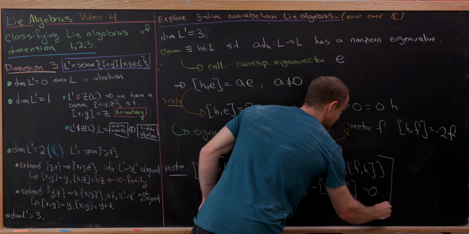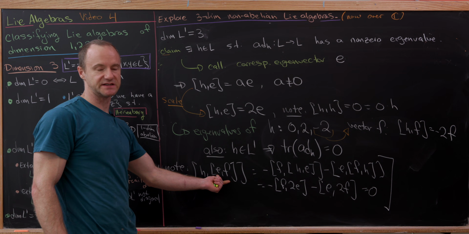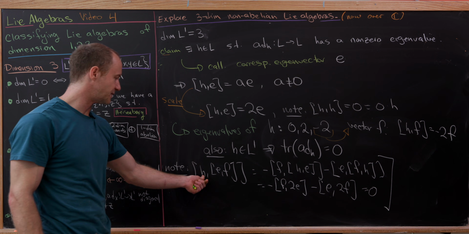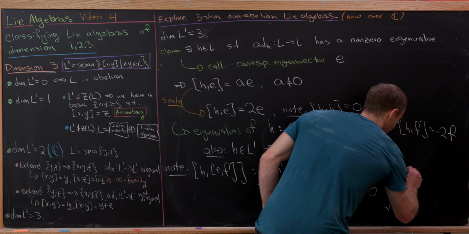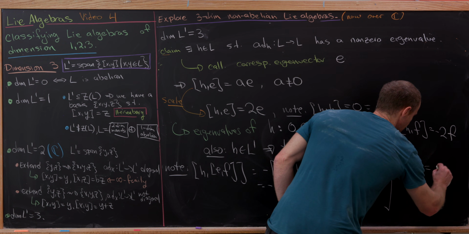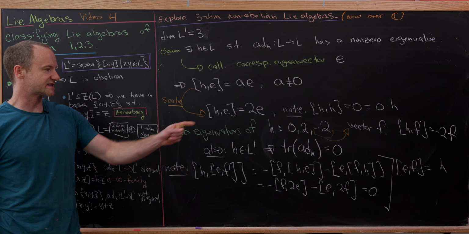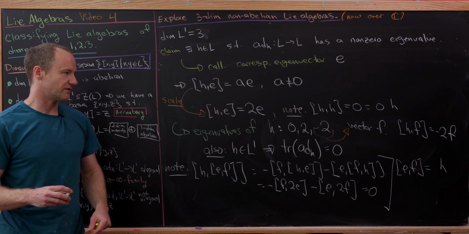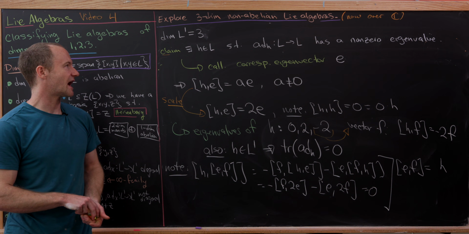So what does that tell us? Well, we've got the bracket of h with [e,f] is equal to 0, but that means that the bracket [e,f] must be a multiple of h. So that means we have [e,f] is equal to some multiple of h. But we might as well scale it so that it's just the multiple of h given by 1 times h, in other words, h.